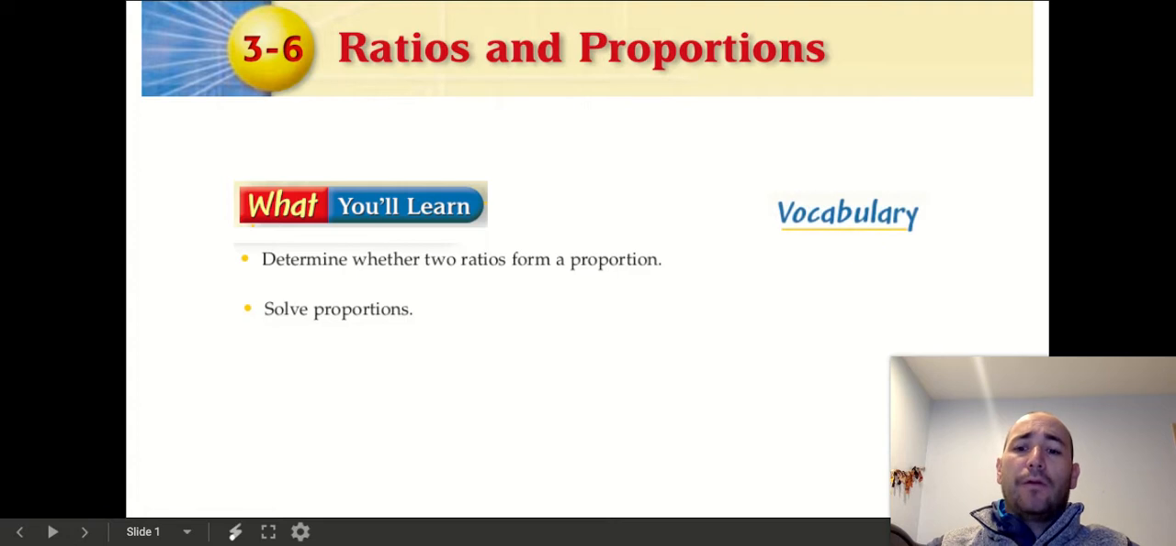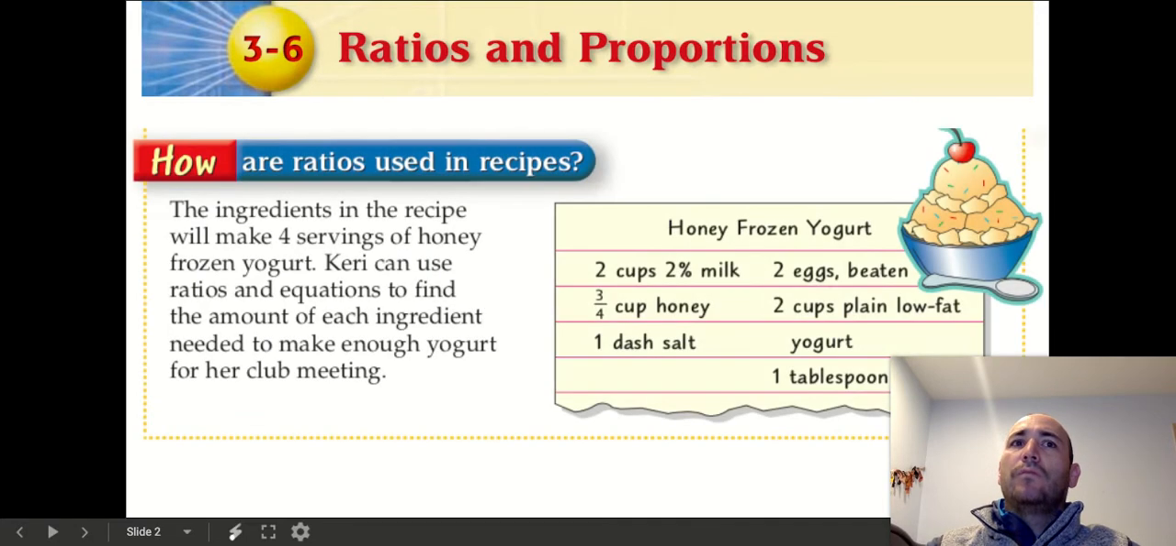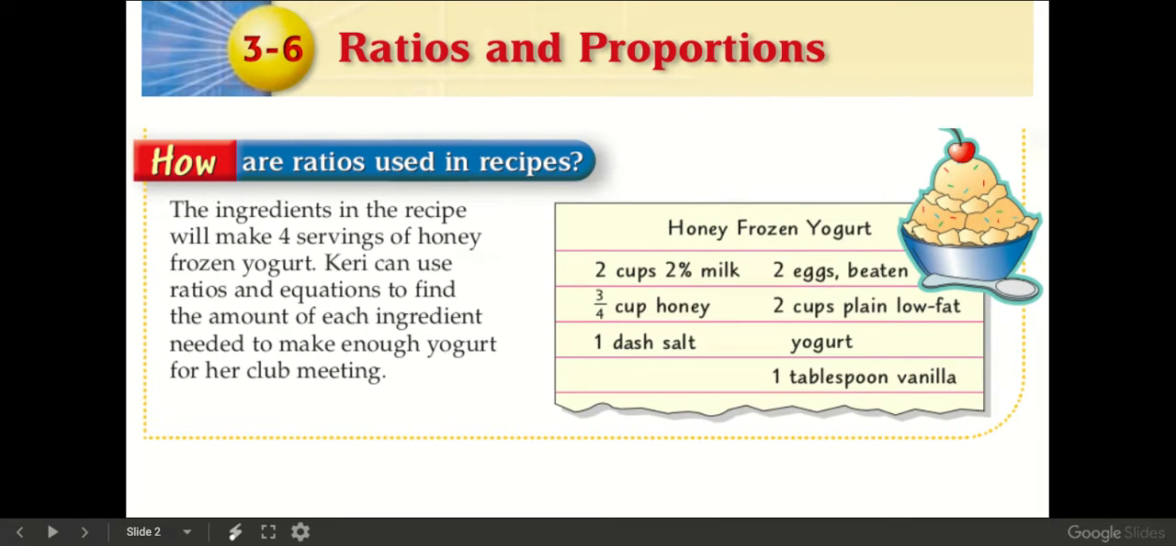Some of the vocabulary that we're going to keep in mind are: what is a ratio, what is a proportion, what are extremes, what are means, a rate, and a scale. These are the vocabulary terms we want to keep in mind, and we'll define them as we go along. So, how are ratios used in recipes?